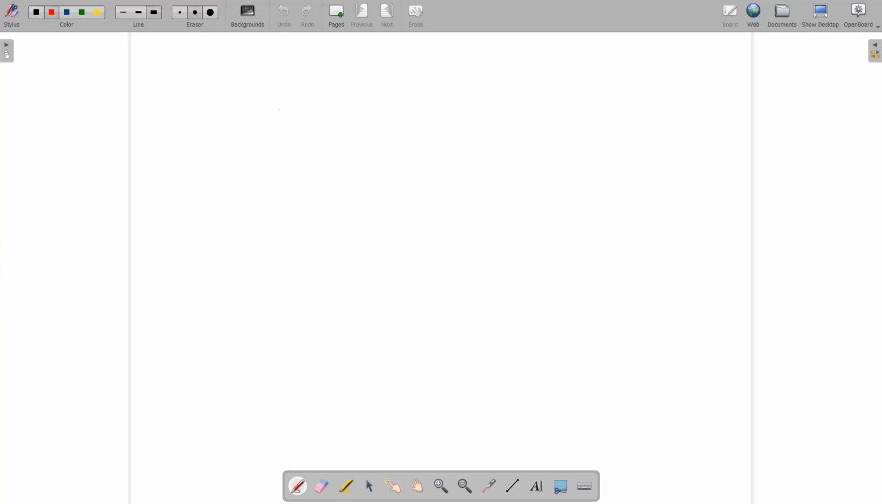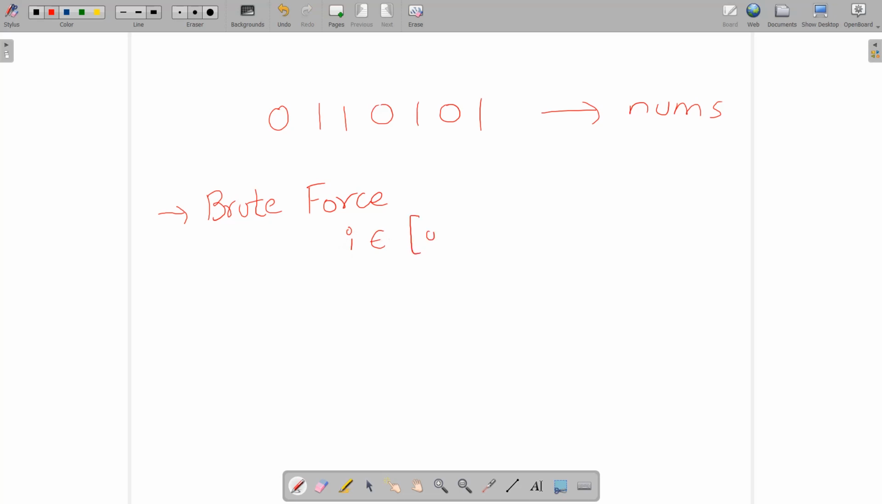Let's say we have been given some array, 0 1 1 0 1 0 1. This is the array nums that is being given to us. Let us talk about the brute force solution first. The brute force solution would be considering i, the iteration variable, for every i belonging to 0 to n minus 1, where n is the length of this array, and considering every j belonging to i to n minus 1. So we would be considering every subarray.